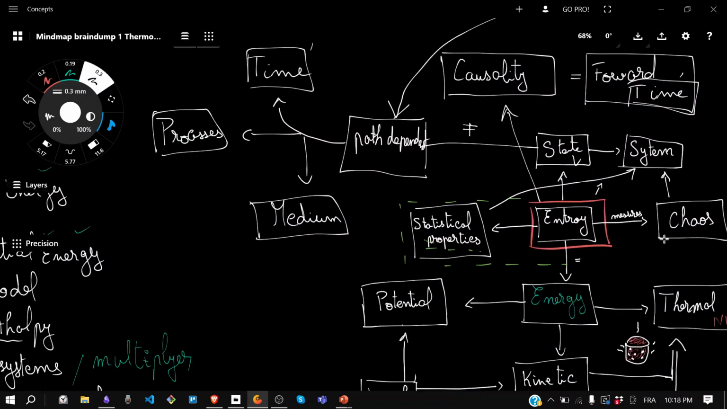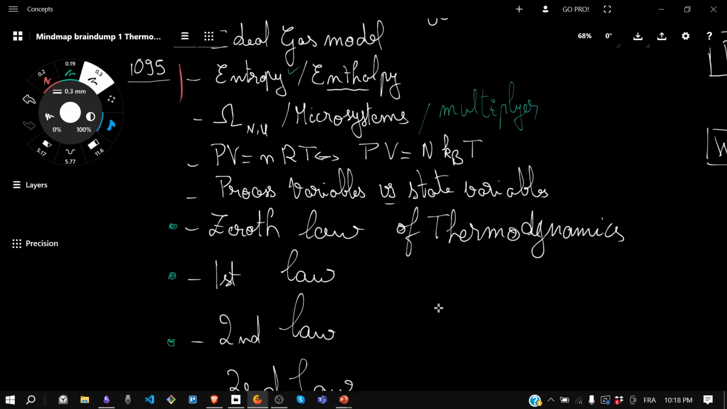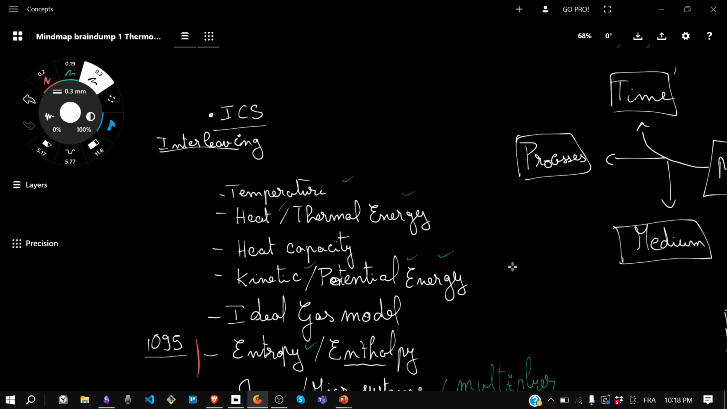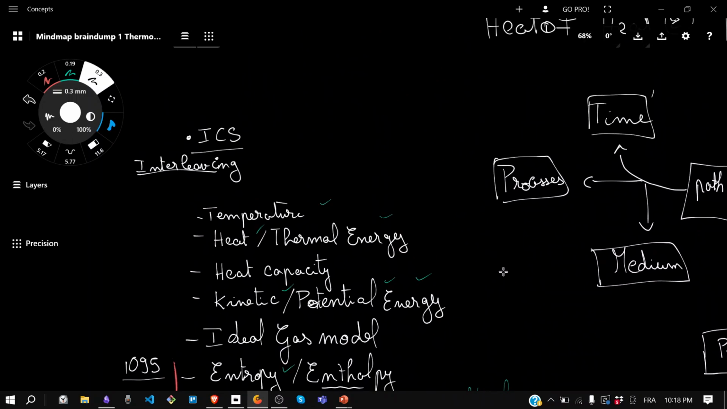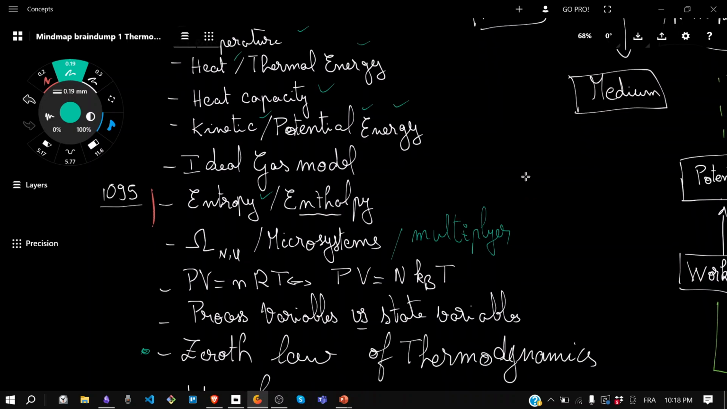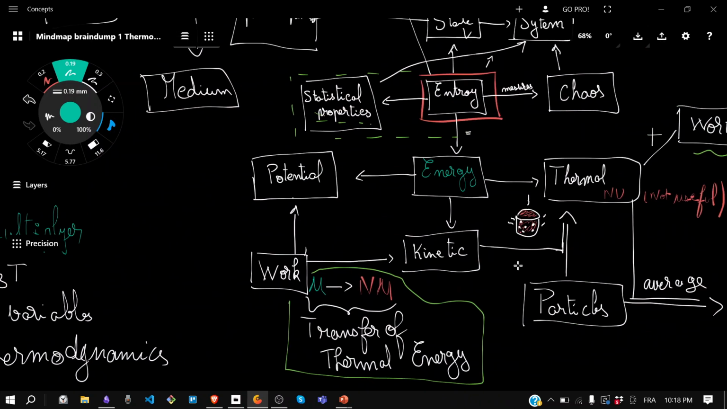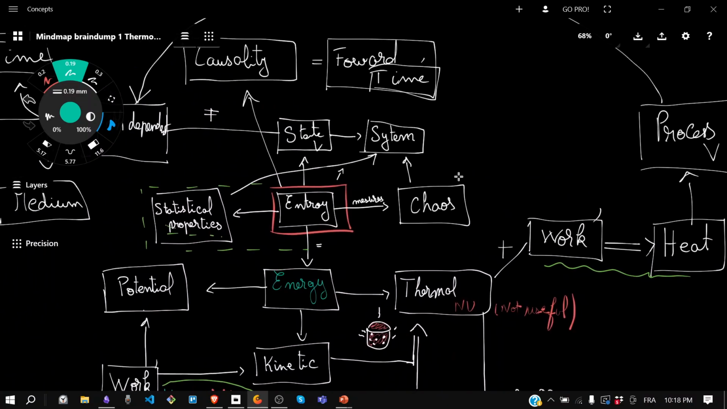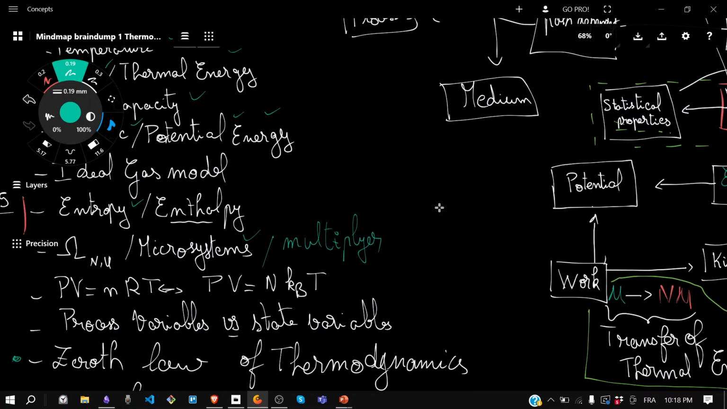Now, within systems, I did not mention that, but we have three types of systems. Still haven't talked about laws because I'm not sure about them. I'm trying to get a better grasp of things for now. So I think we've talked about heat capacity here. The ideal gas model, not yet. Microsystems, a bit. Did we mention microsystems? We did not mention microsystems.